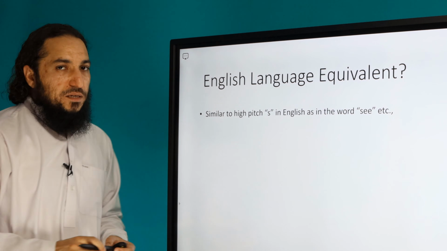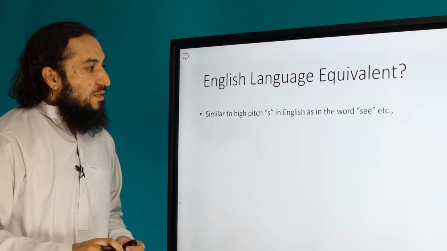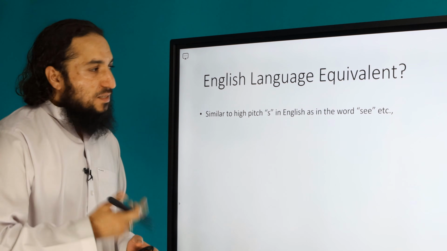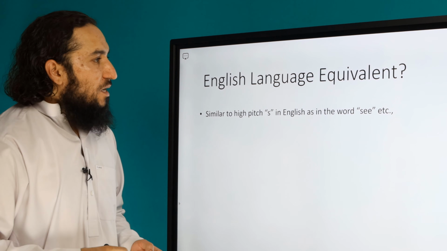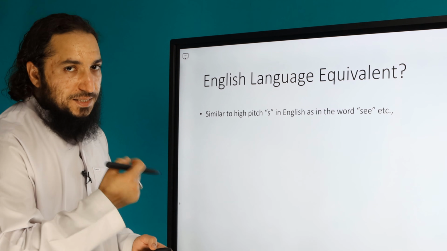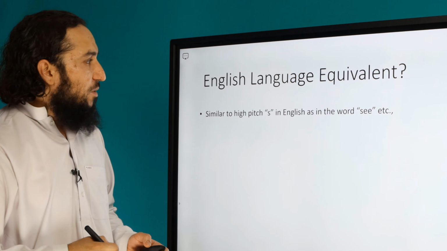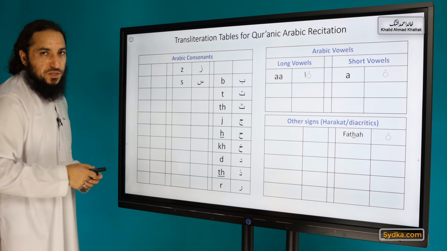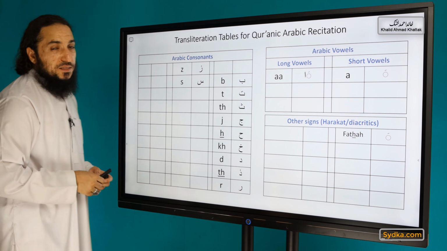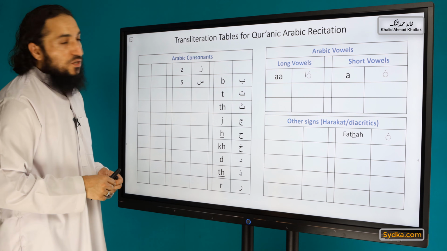What is the English equivalent to S? It is a high pitch S, as in the word see. So that's similar to Sin. The sound S is similar to Sin in Arabic. So for transliteration purposes, we will be using the English alphabet S.